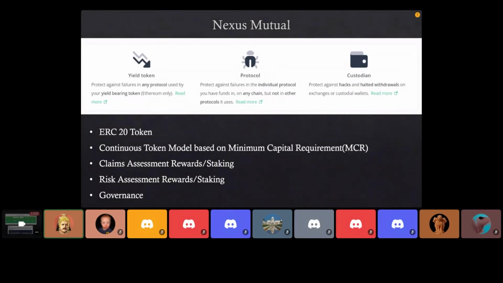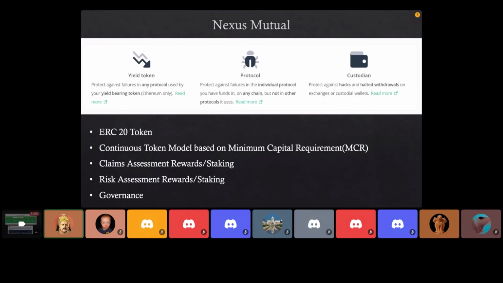So in this case, they have a mechanism wherein the claims assessor should stake the Nexus Mutual token, and then get involved in the claims assessment process. If some malintention is seen in the claims assessment, their tokens will be burnt and will not be returned to them. And the next important thing is risk assessment rewards and staking.